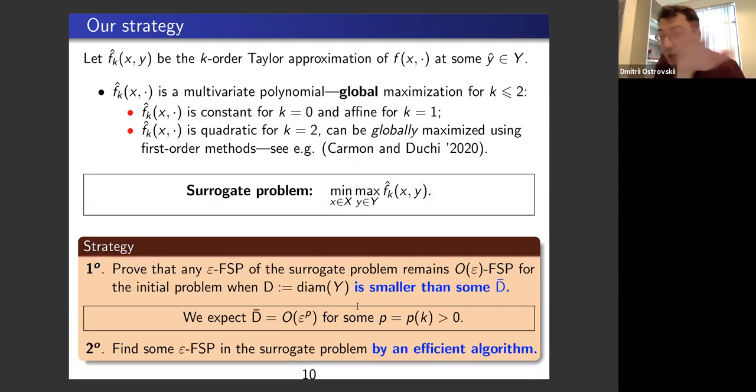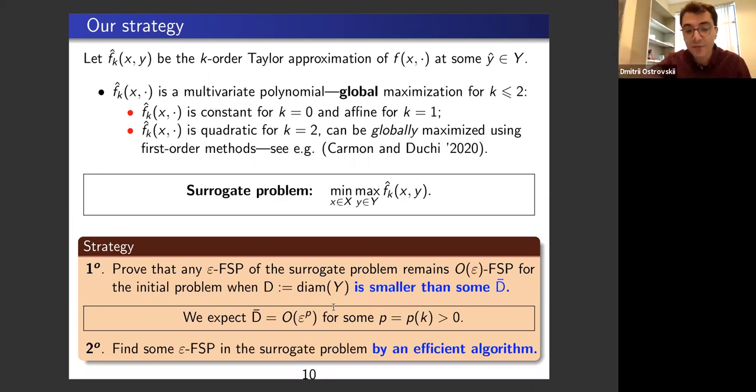And this is the approximation theory part of the paper and of this whole business. So you prove this kind of guarantee, and hopefully you're even able to prove that these guarantees are sharp. So this is the d bar. This is the critical diameter. It cannot be bigger. As soon as you go beyond d bar, this guarantee breaks. You will have a point which is stationary for the surrogate, but not for the initial problem.